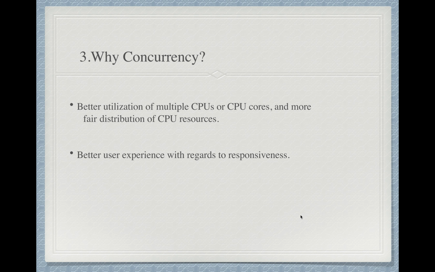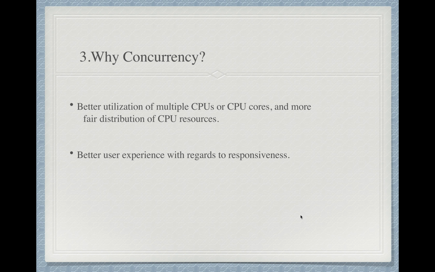Why do we use concurrency? It helps us better utilize multiple CPUs or CPU cores and distribute CPU resources more fairly. Because a modern computer has several CPUs, or several cores within one CPU, concurrency makes it possible to utilize them more reasonably, which is vital for a successful high-volume application.